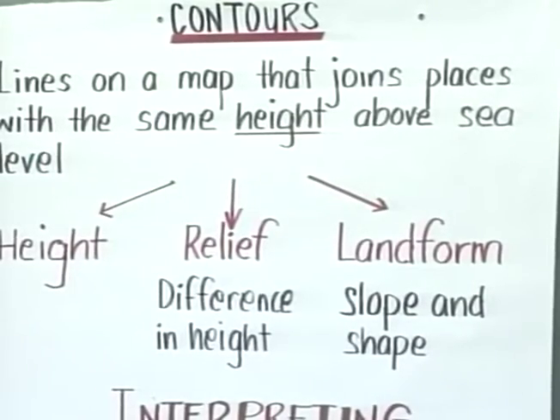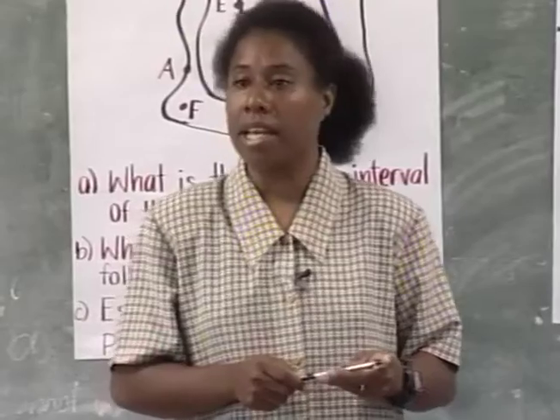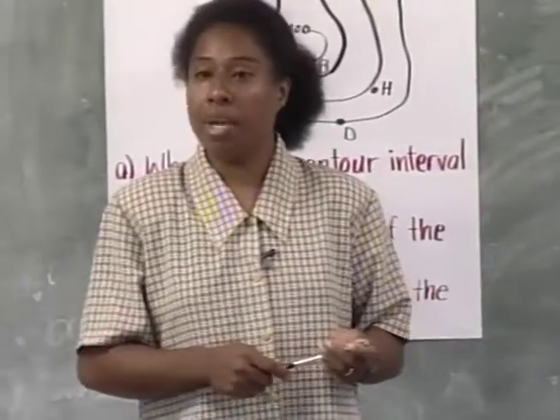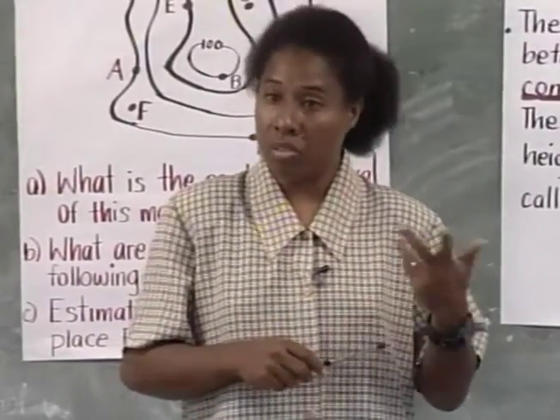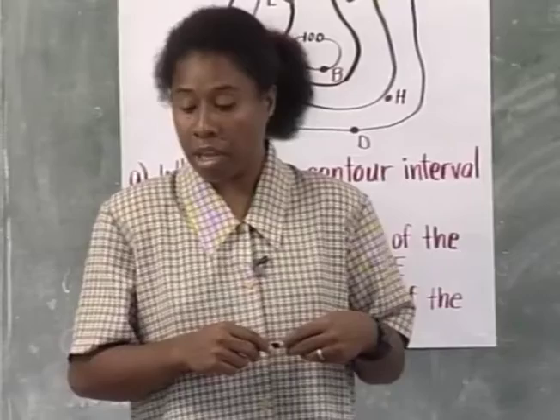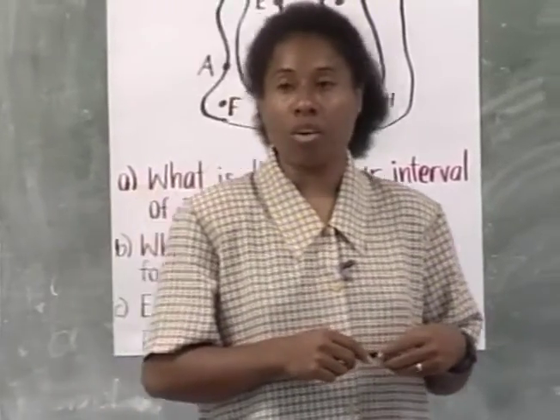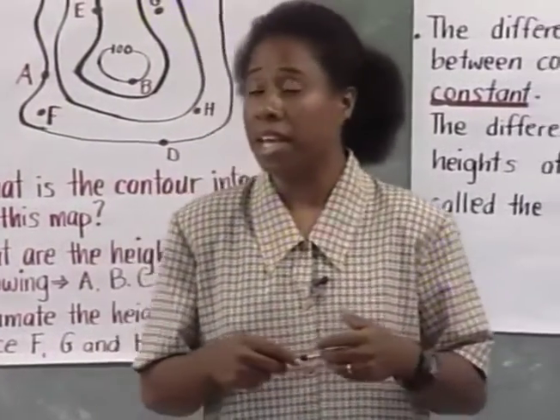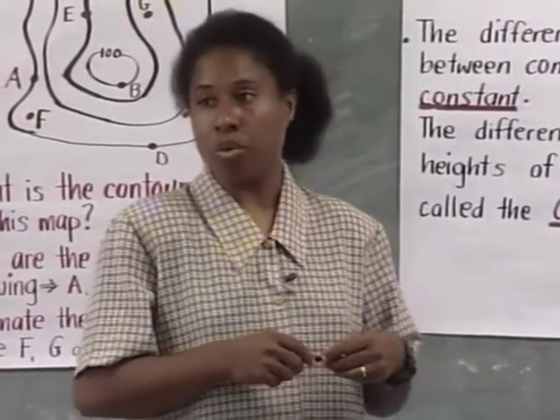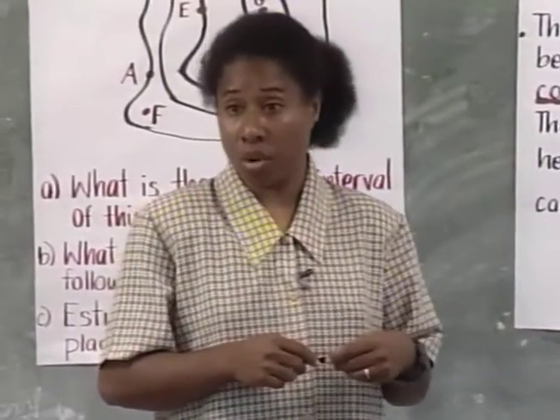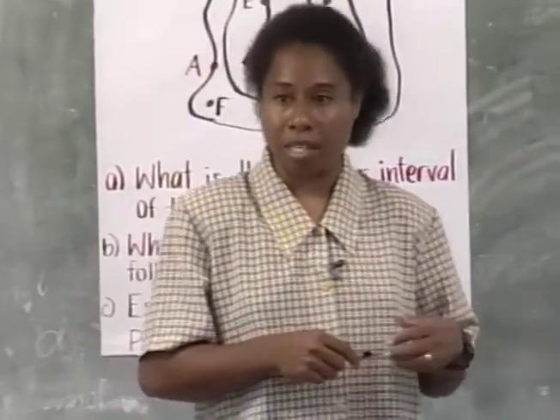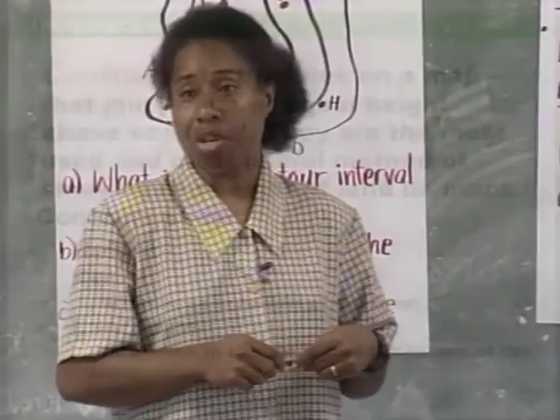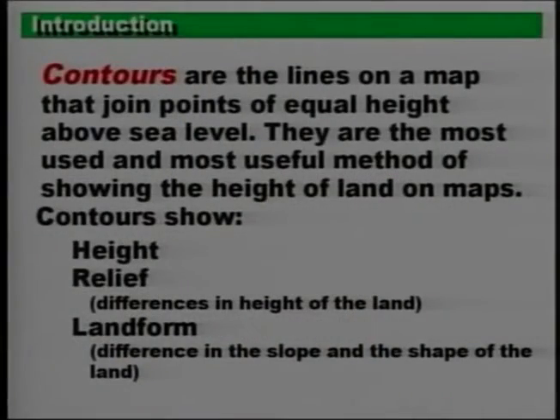We are going to concentrate mainly on interpreting heights first of all, and then in our next lesson, we will look at how we can identify the different contour patterns to know what type of feature it would be in reality, looking at the slope as well as the shape of the land. And later on, once we are able to identify and interpret contours correctly, we can also look at calculating gradients using contours, because when we calculate gradients, we look at the steepness of the slope, but that will come later on. So you see, contours can show us three things: height, relief, and landform.